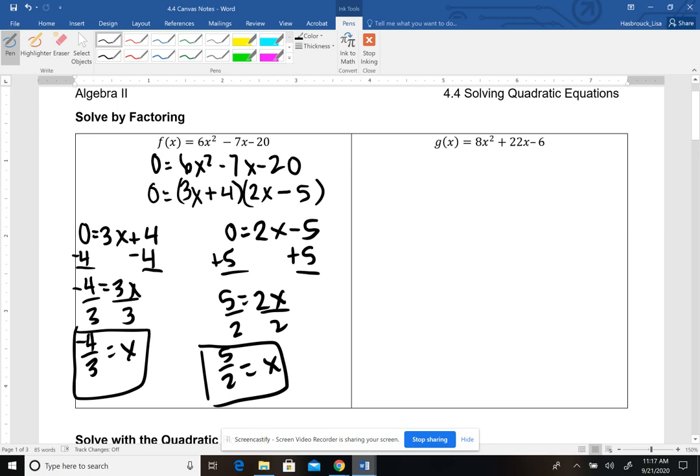For the next problem, we're going to follow the same process. So to do that, I'm going to make it equal to 0 first. 0 equals 8x squared plus 22x minus 6. Now I do notice that 8, 22, and 6 are all divisible by 2. So I'm going to factor out the 2 first. Then I get 4x squared plus 11x minus 3. This makes it a little bit easier to factor.